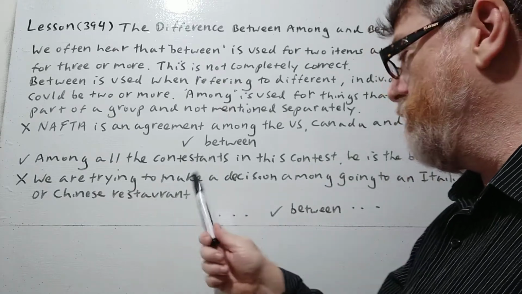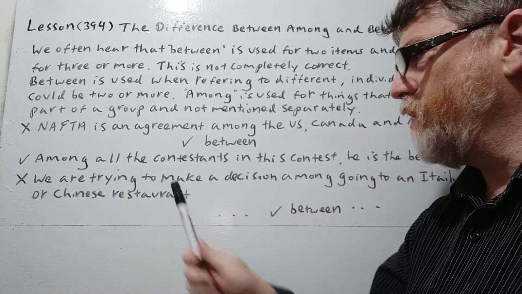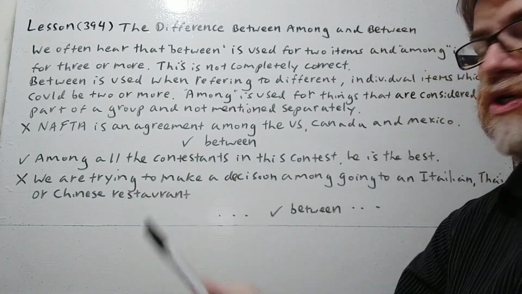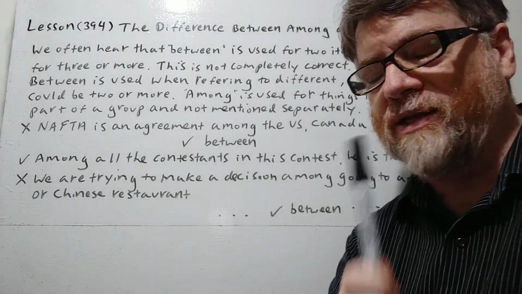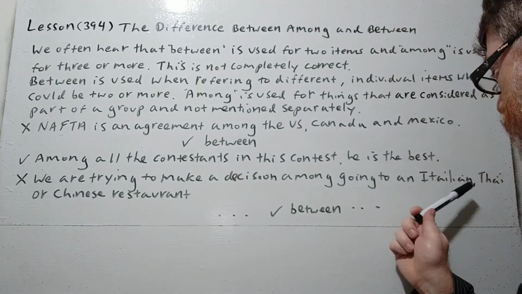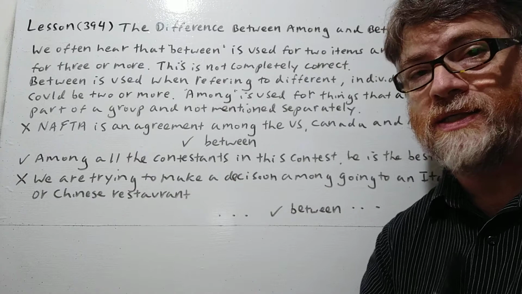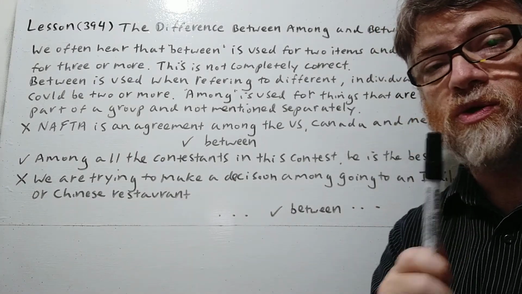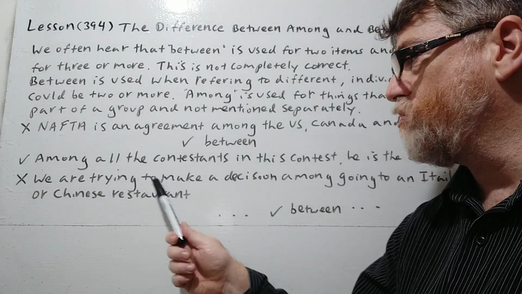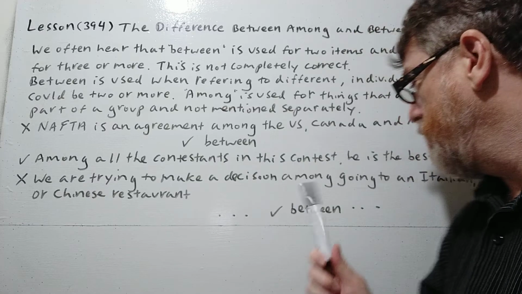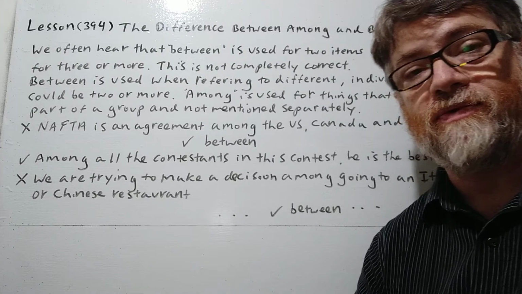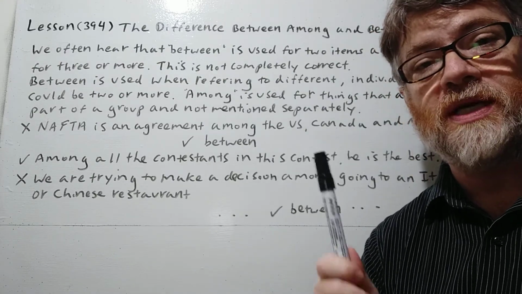All right, let's look at another one that would be wrong, with the X. We are trying to make a decision among going to an Italian, Thai, or Chinese restaurant. This one would sound a little odd to a foreigner. Again, even though you're mentioning three, you're mentioning Italian, Thai, and Chinese, here you should be using between because you are mentioning them separately. So the correct way would be to say we are trying to make a decision between going to an Italian, Thai, or Chinese restaurant, between these three different restaurants. Yes, because you're mentioning them separately.